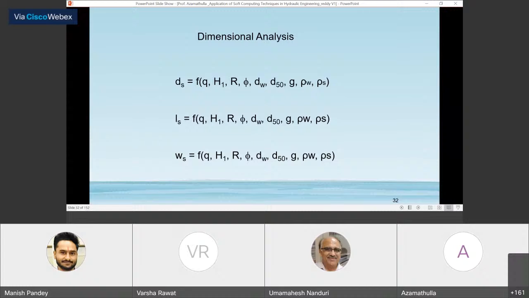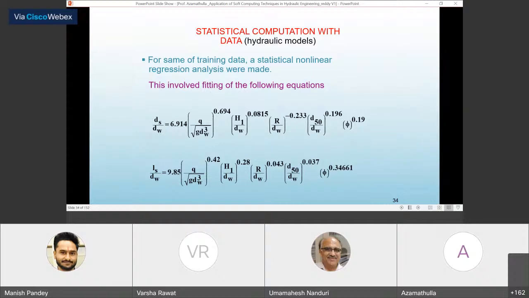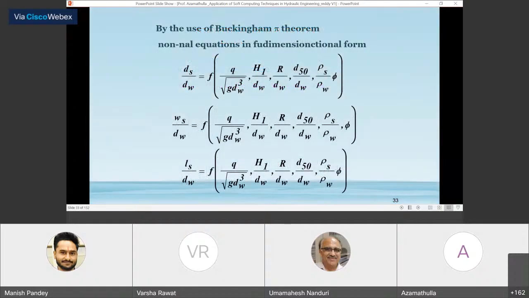Here I have simply conducted dimensional analysis. Depth of scour is a function of discharge intensity, head, bucket radius, lip angle of the bucket, tailwater depth, bed material, gravity, and specific gravity. Similarly for location of scour and width of scour. By solving this using the Buckingham theorem, I get these grouped variables, and another set of the previous raw variables. I have taken these two as the inputs for the neural network models, and I have also developed regression type equations. You can see here the relative depth of scour I have developed.